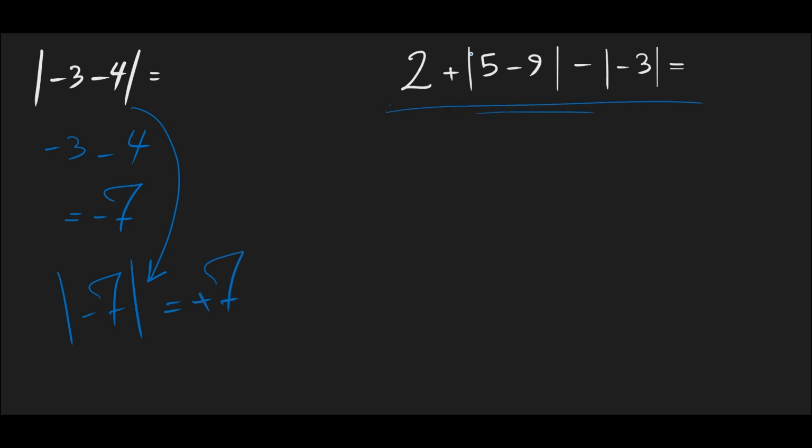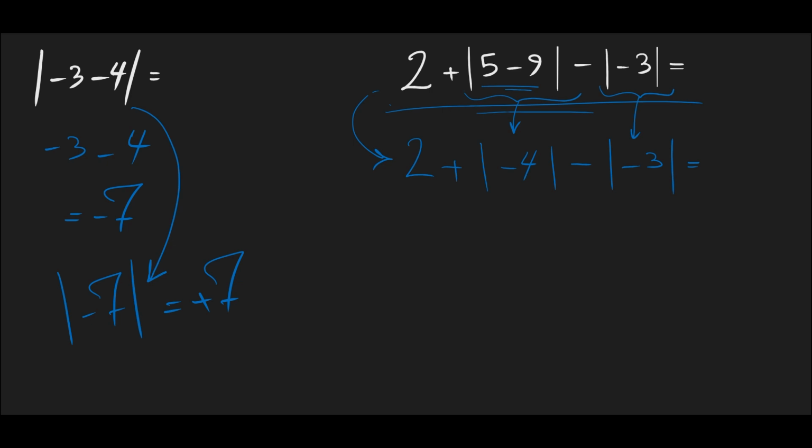Let's go for this example here. We have 2 plus absolute value of 5 minus 9 minus absolute value of negative 3. We can first of all simplify this just like this: 2 plus absolute value of, we simplify the inside, this expression here, 5 minus 9 will be equal to negative 4, minus the absolute value of negative 3.